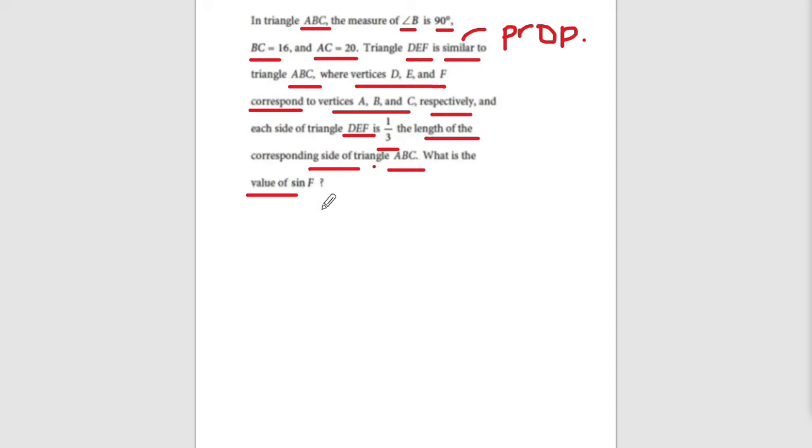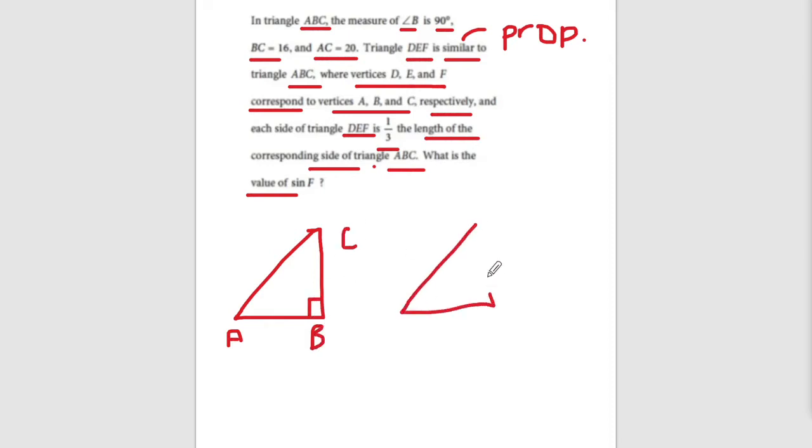The best way to solve this problem is to draw it. Whenever I'm working with triangles, I always draw it. So I'm going to put an A here, a B here, and a C here. The reason I put B there is because it's a 90-degree angle. And I'm going to do the same for DEF, because it's corresponding: D, E, F, because A corresponds with D, B with E, and C with F. Now I'm just going to figure out what these sides are.